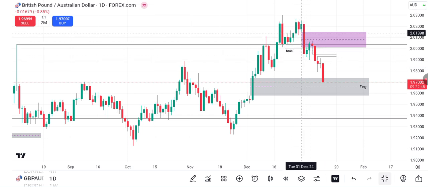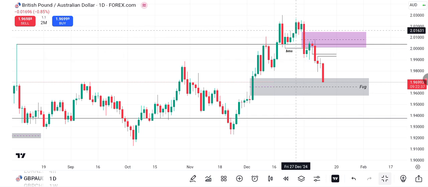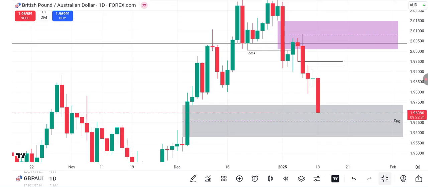Yes, so let's say this long candle that broke market structure was on Thursday. This was Friday trading. So this candle here, this little candle here, let me zoom this thing more so that we can appreciate what I'm trying to show us here.